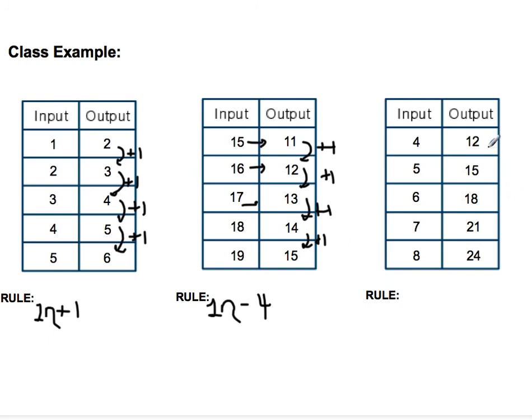Let's see if it works here. We add 3, add 3, add 3. Just out of curiosity, what do you think the numerical coefficient is? Should be 3n, right? Okay, well, let's see. 4 times 3 is 12. 5 times 3 is 15. 6 times 3 is 18. Look at that. So whatever my input is, I have to multiply it by 3 and I'm going to get my output. So my rule is 3 times n.